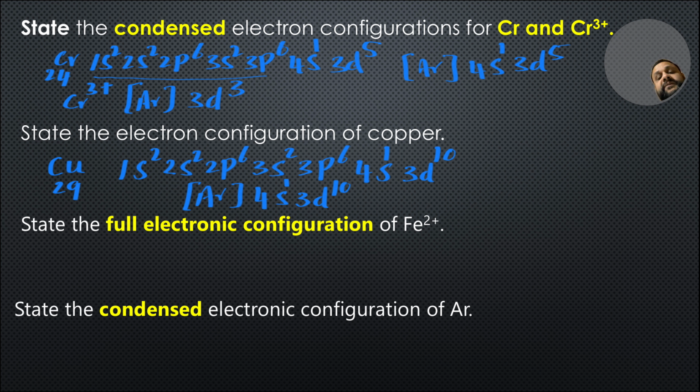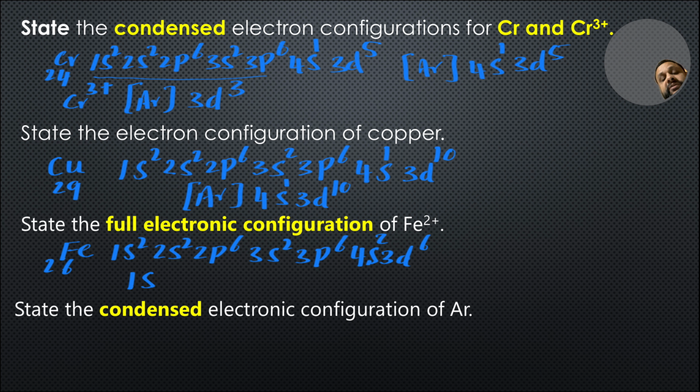Next one is: state the full electron configuration of iron 2 plus. So I will be writing for neutral iron first. Iron has 26 electrons. So 1s2, 2s2, 2p6, 3s2, 3p6, 4s, and then 3d. 4s will have 2, and 3d will have 6. So we need to remove 2 electrons. Again, we need to empty 4s first.